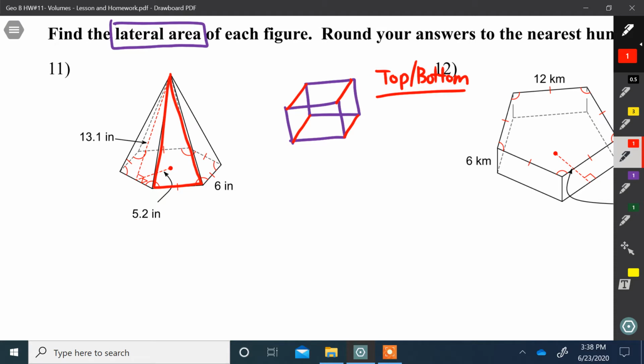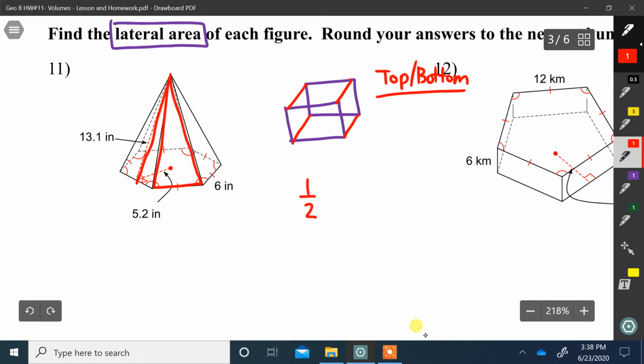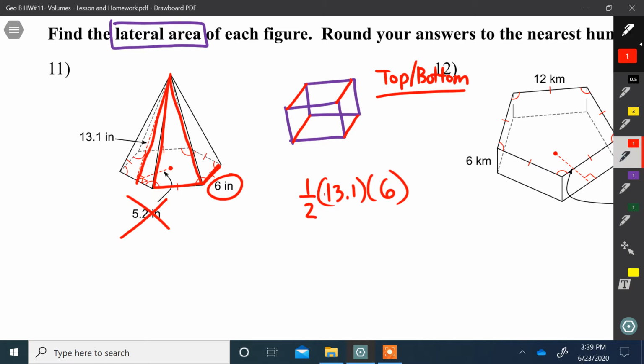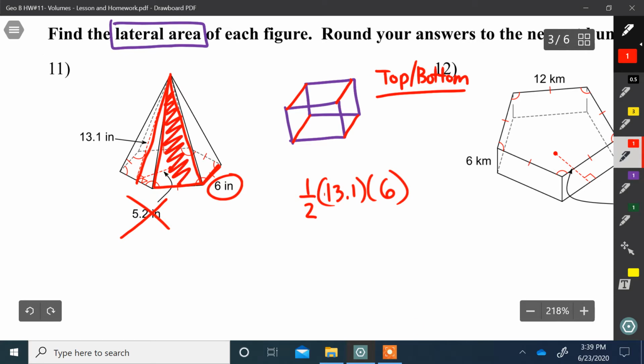So we're already given the height here, and I know it's a triangle, so the height is 13.1 times the base. The base in this case is given to you as 6. We don't even need this because we only use that if we were to find the area of the bottom. So we have one triangle there. We have 1, 2, 3, 4, 5, and 6. So we have to multiply this by 6. This right here is the number of triangles that we have.